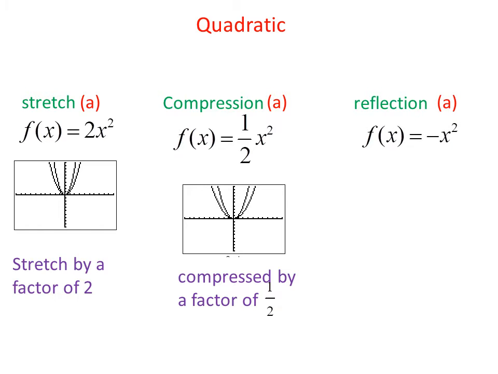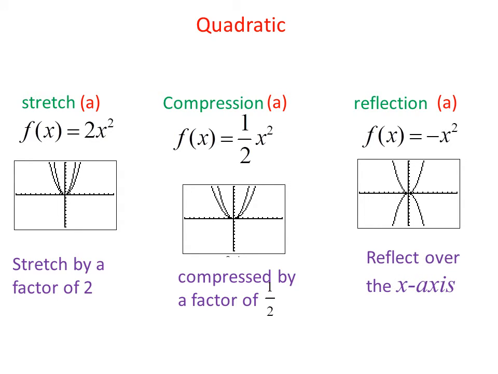And then let's look at what a reflection looks like, right? If we've got that negative out in front of x squared, that's going to take my entire graph and flip it over, right? Reflect it over the x-axis. Right? So a can either stretch, it can compress, or it can reflect.